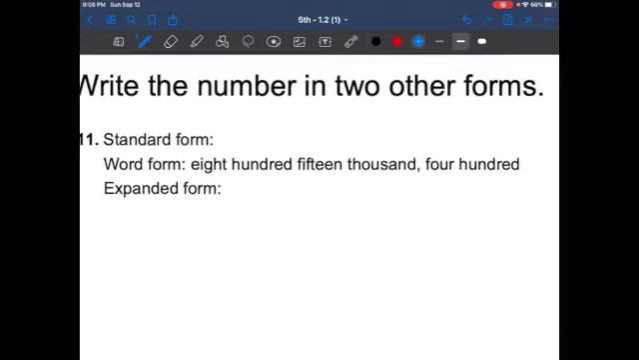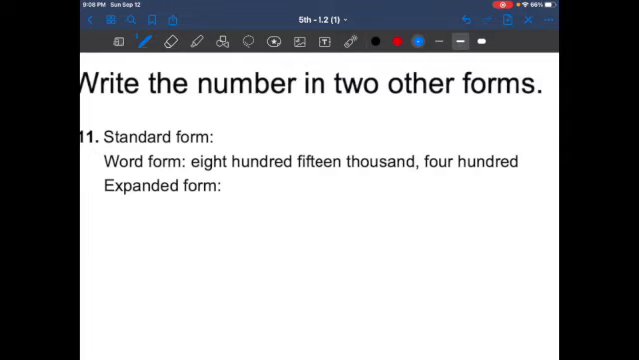Number 11. Alright, so it gives us the word form again. It says we have 815,400. So we have 815,000. So what place value is 800,000? So that's going to be 1, 2, 3, comma 1, 2, 3. So we have 800,000, and then it says 15,000. So 815, right? 815,000. And then it says we have 400. 815,400. All right, so now we got to put it in expanded form.